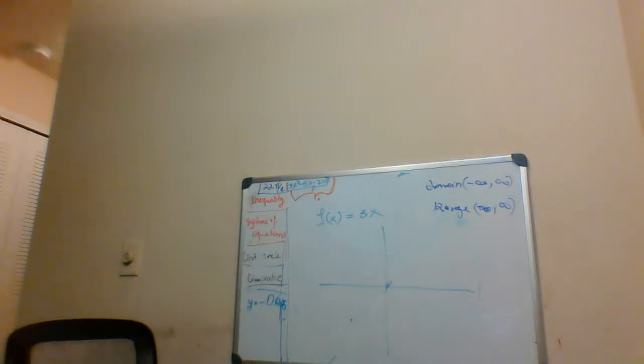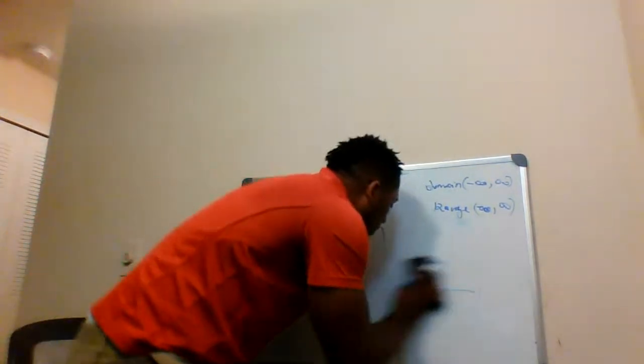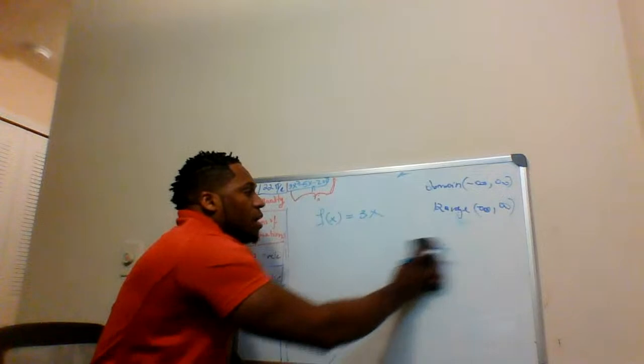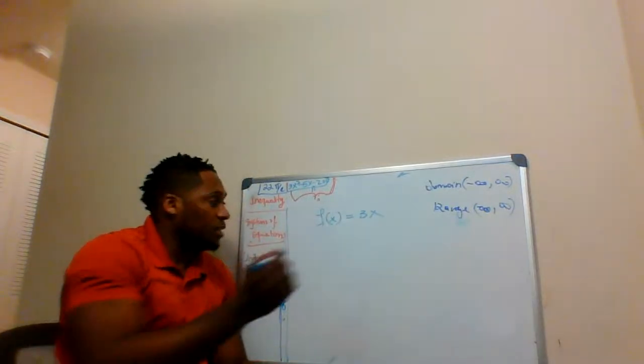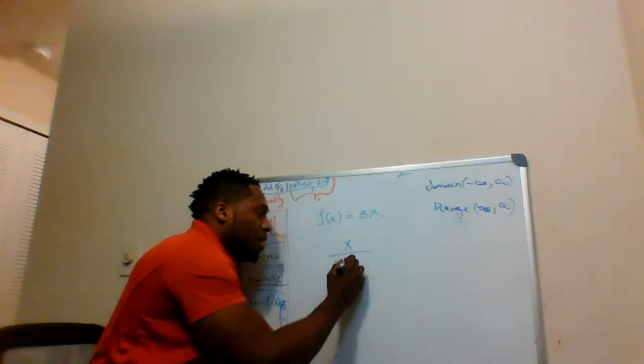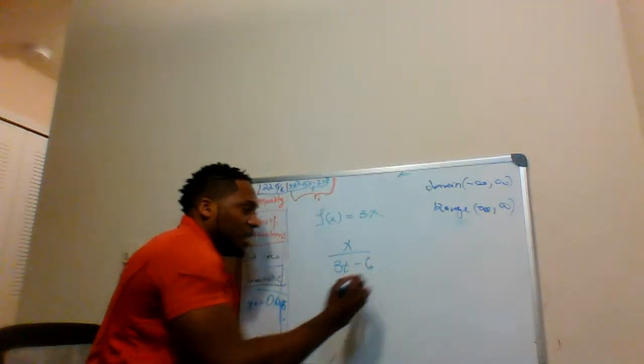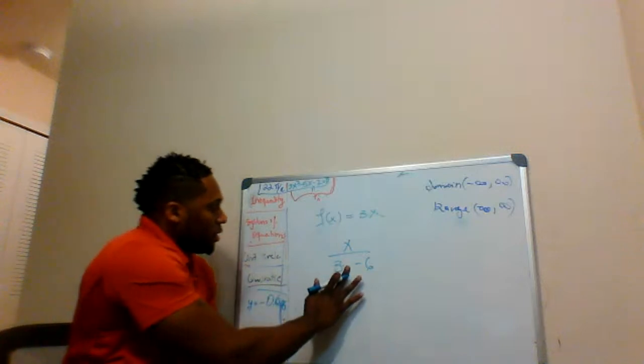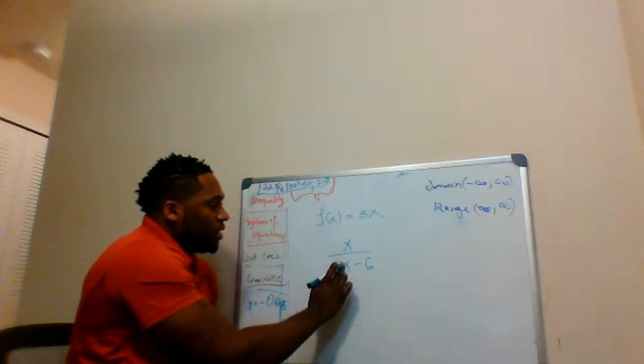Alvera B.: Okay, yes, that makes sense, but how do you find it from an equation and word problem? Okay, it depends on the equation, Alvera. So now, here's the thing. When you have an equation, let's say x divided by 3x minus 6, what is the domain in this case?